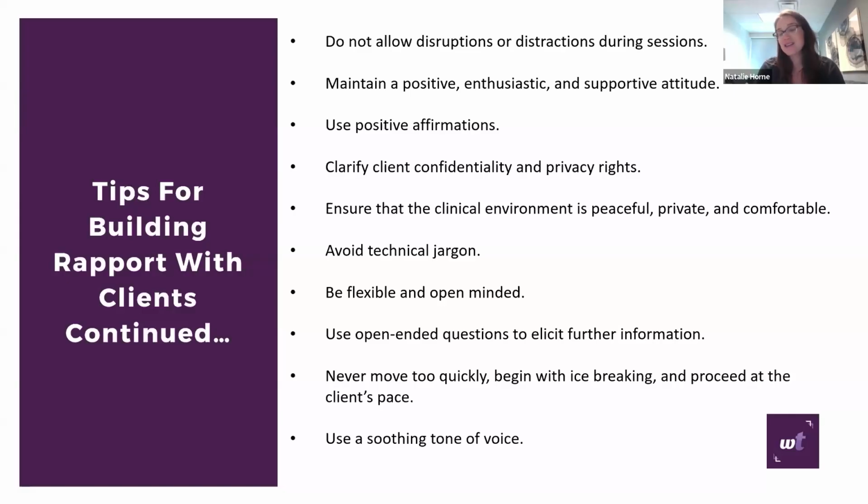Make sure your environment is peaceful and private, and try to avoid technical jargon. Just because we all know what certain clinical words mean doesn't mean the clients do. So break it down in a way that they can understand, whether that's the treatment modality or their diagnosis, to ensure that they are aware of what they're actually agreeing to.